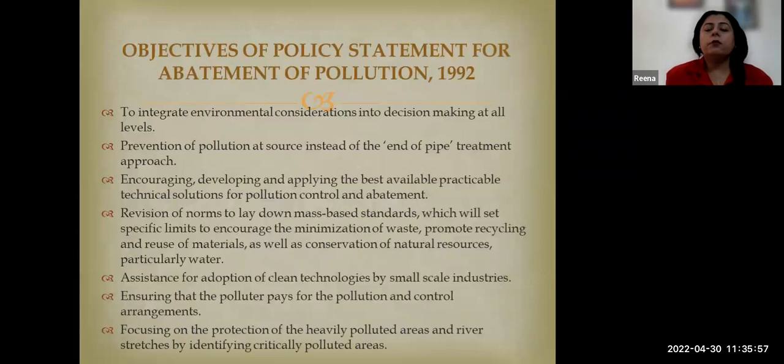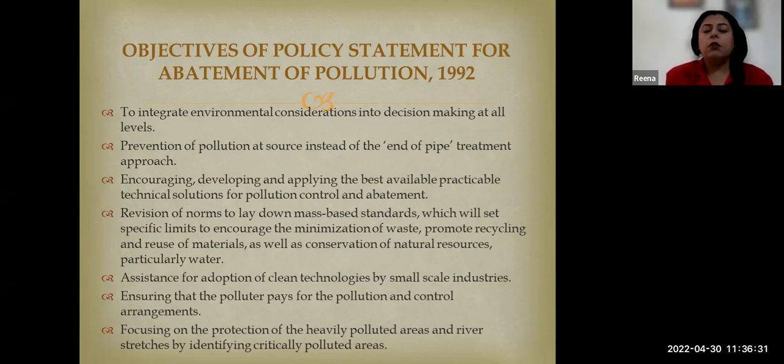So the basic objective of this policy is, again, first, as we all know, we have to integrate environment considerations into our decision making levels. Okay, so that was the first requirement for the national level policy, and again this is the requirement of a national environment policy. Then prevention of pollution at source instead of end of pipe treatment. So these concepts are very much already implemented at international level.